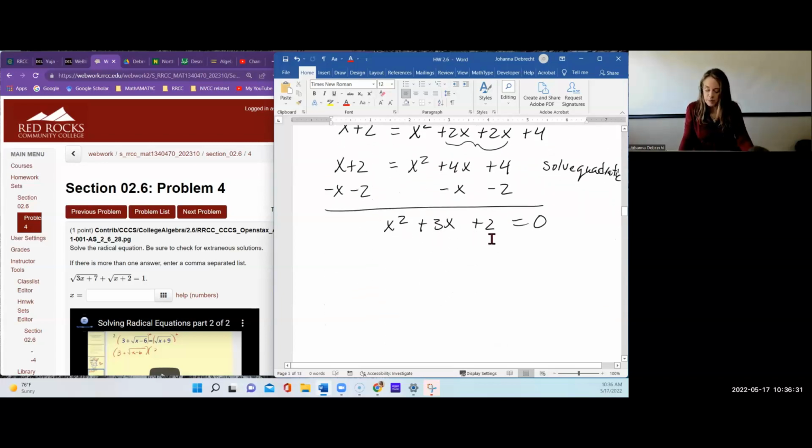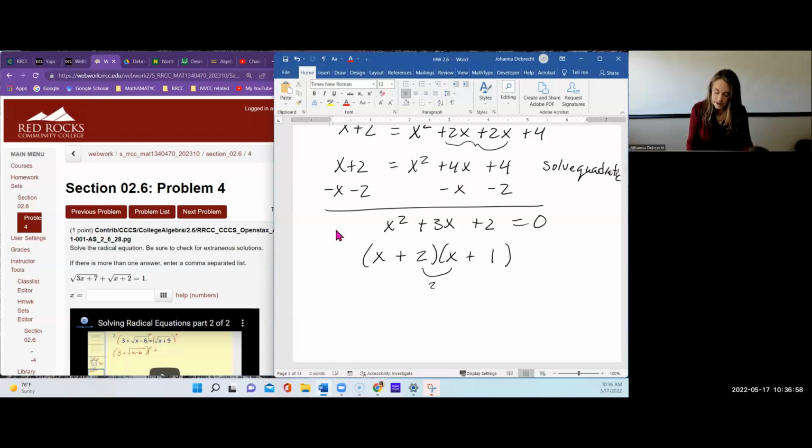Now, looking at this problem, I think it might factor. So I'm going to try factoring first, this time using the trial and error method or the intuition method. I know x squared splits up as x and x. Then I look at the last sign, which is a positive, which tells me they're the same. And the middle term then tells me they're both plus. I know that 2 can only split up as 2 times 1. So there's really not any other option for factoring.